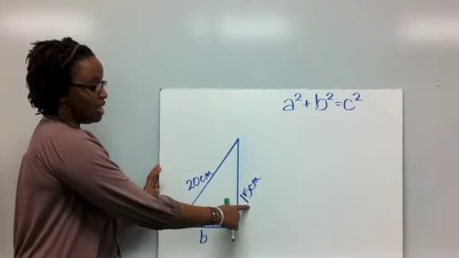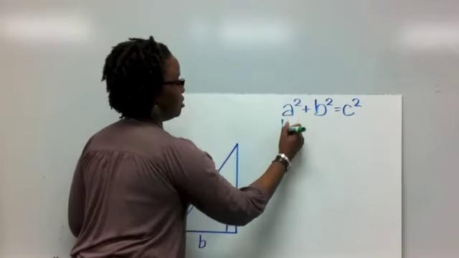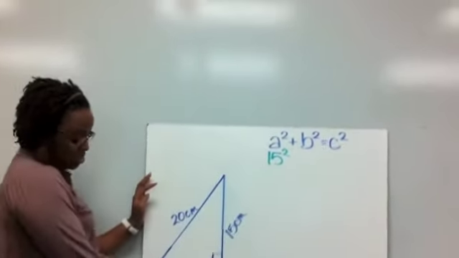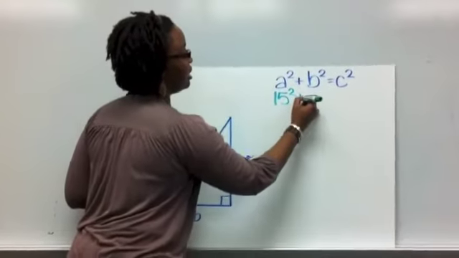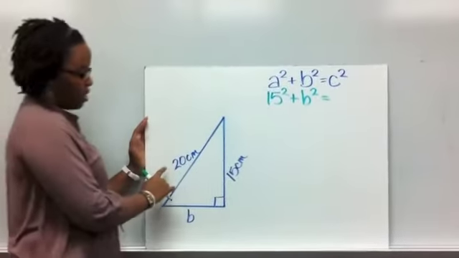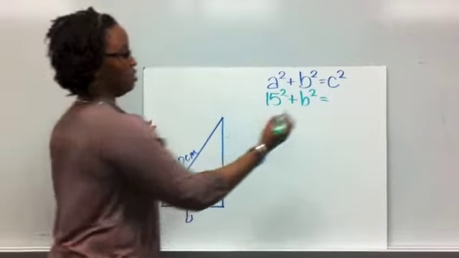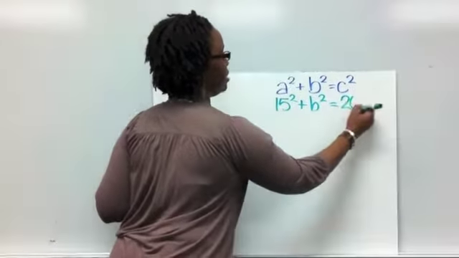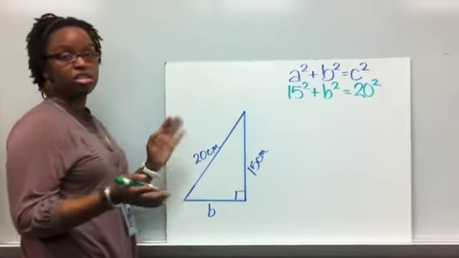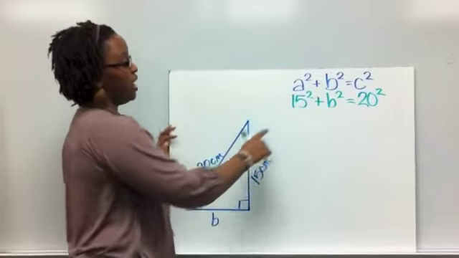Okay? And so we've got side A, which is 15, so 15 squared here. We do not have B, so I'm going to leave the variable B there. And then I'm given C, or our hypotenuse, is 20. So we'll replace C with 20, and that needs to be squared. And so now we'll just go ahead and solve the equation that we've got here.